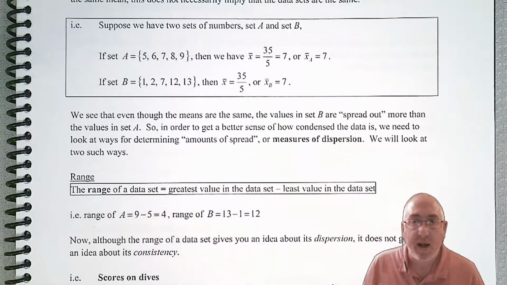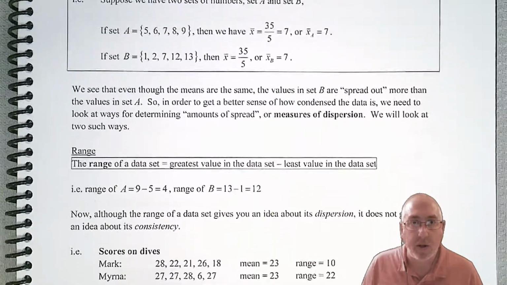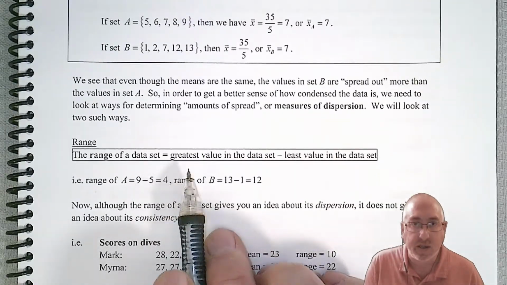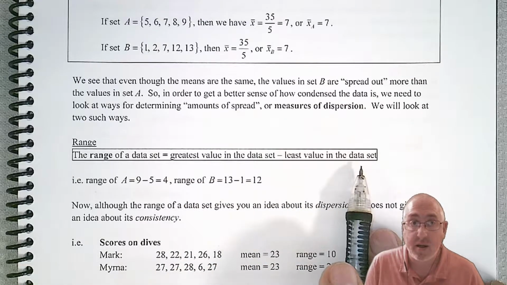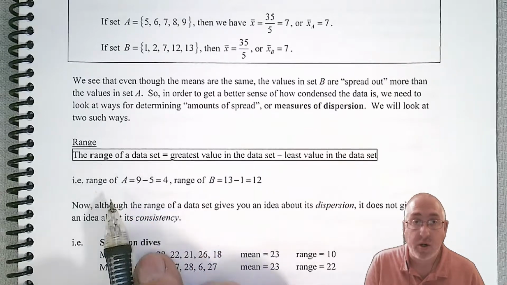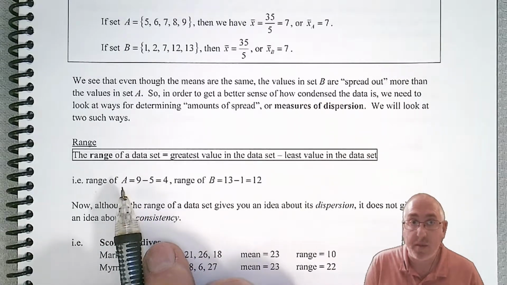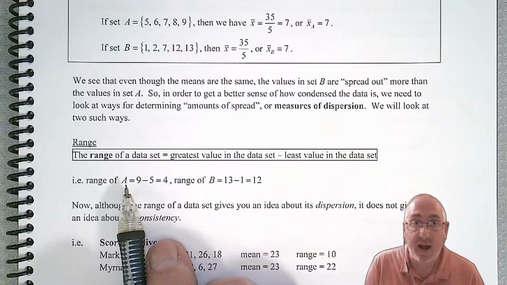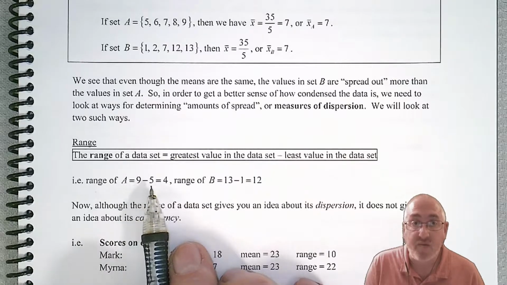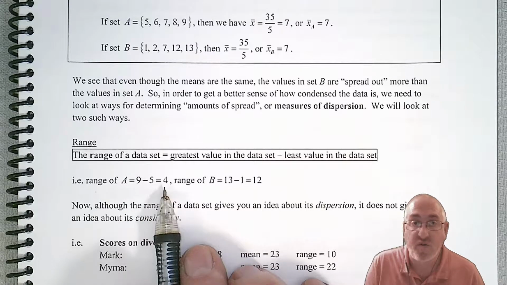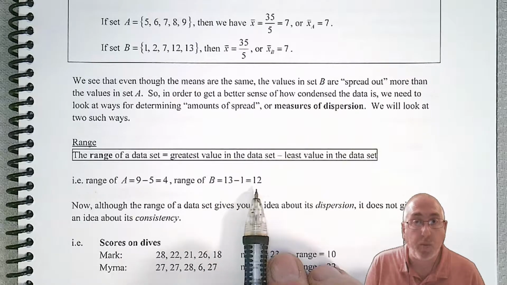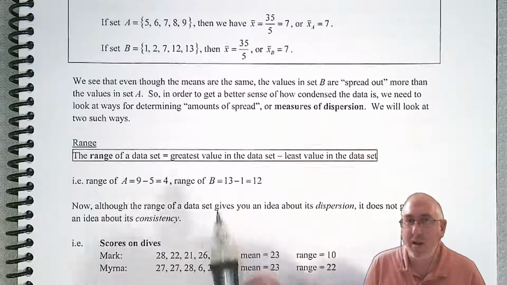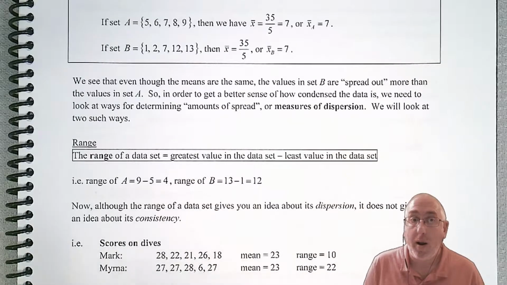The first one is a very simple calculation, and all we're doing is taking the greatest value in the data set and subtracting the least. That's going to be the range. In our two examples above, the range in set A would be 9 minus 5, the highest minus the lowest, which is 4. And then the range in B, 13 minus 1, equals 12. So B definitely is spread out more than A.